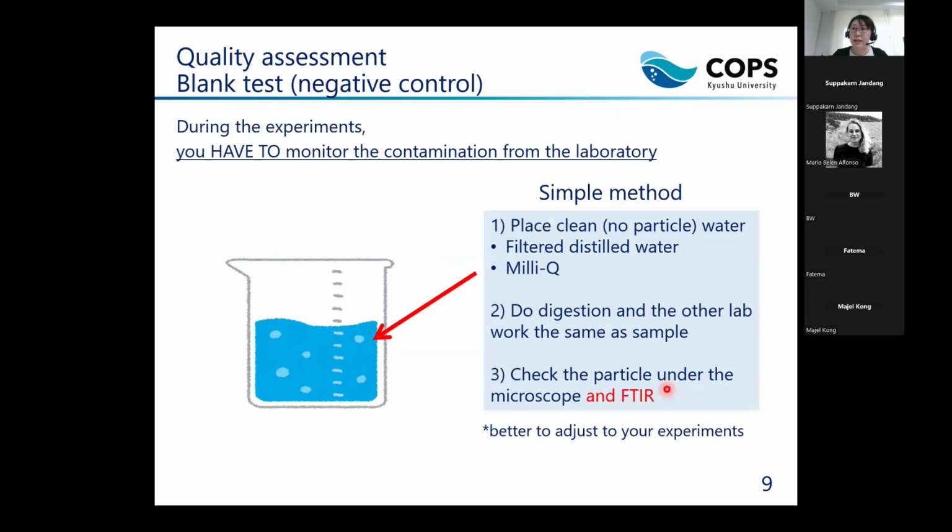And this is a basic idea of how to do the negative control during the laboratory experiment. For example, place a clean beaker and pour particle-free water into it, and do the lab work the same as for the samples, and check the particles under the microscope and FTIR. The way to do a blank test is not so difficult, but we need to do it.